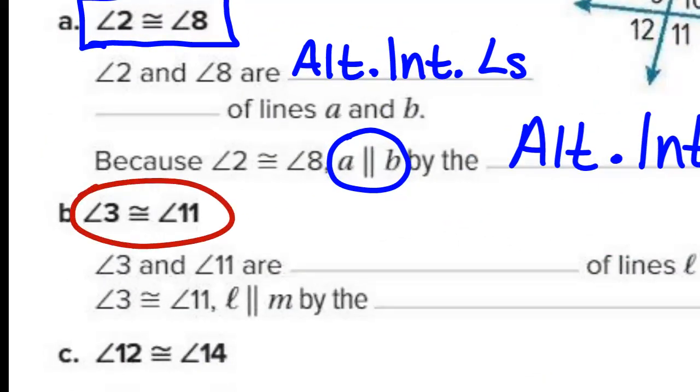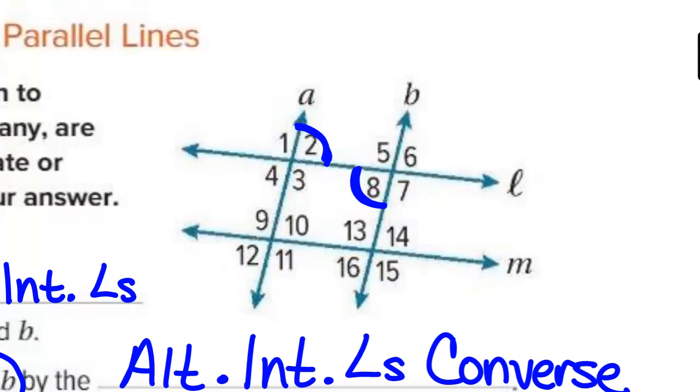Part B, angle 3 is congruent to angle 11. So here's angle 3, and here's angle 11. What's the transversal that's connecting 3 and 11? A. A is my transversal. Are those on the same side or opposite sides of that transversal? They're on the same side of line A. They're both on the right side of line A.